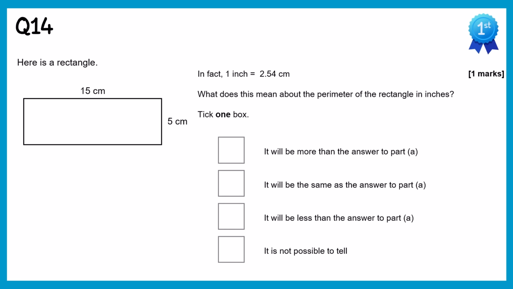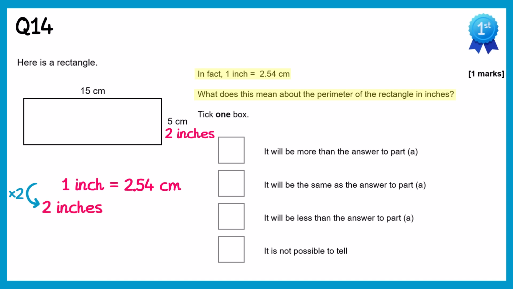In the second part of the question, we've been told that in fact 1 inch is the same as 2.54 centimeters, not 2.5 centimeters like in the previous part. We need to answer the question, what does this mean about the perimeter of the rectangle in inches? Well, remember in the previous part, this 5 centimeter line here was 2 inches. If we instead use this conversion to work out 2 inches, then 1 inch multiplied by 2 will give you 2 inches, which means we need to double 2.54, which will give you 5.08.